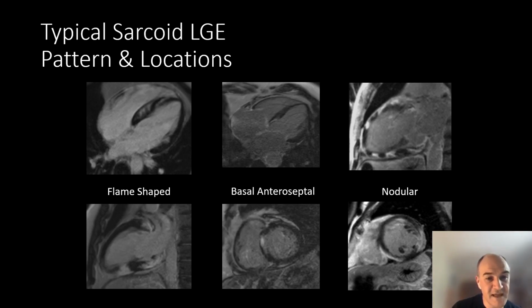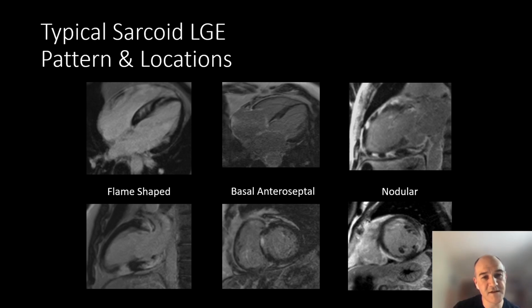This kind of flame-shaped appearance, which is predominantly subepicardial, but extends towards the subendocardium, quite different from the pattern of ischemic scar that we've seen, and also very different from some of the hypertrophic cardiomyopathy and amyloid patterns of late gadolinium we've seen. Typical distribution is we often see it within this basal anterior septal wall, and it can be quite nodular, and not in a coronary artery territory, you can see multifocal areas of this subepicardial enhancement.